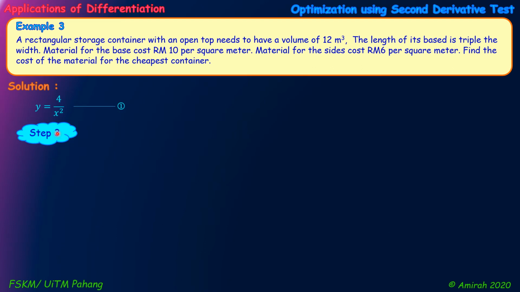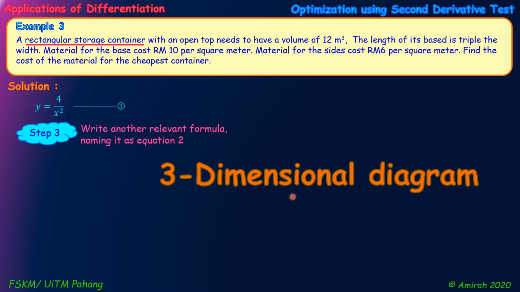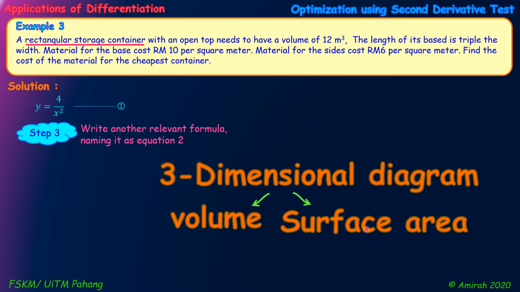Then we can continue with step 3. Write another relevant formula, naming it as equation 2. From the rectangular storage container here, this is a three-dimensional diagram. Under three-dimensional diagram, beside the volume formula, we also have the surface area formula. So we can continue with the surface area of the open rectangular storage container, or A.